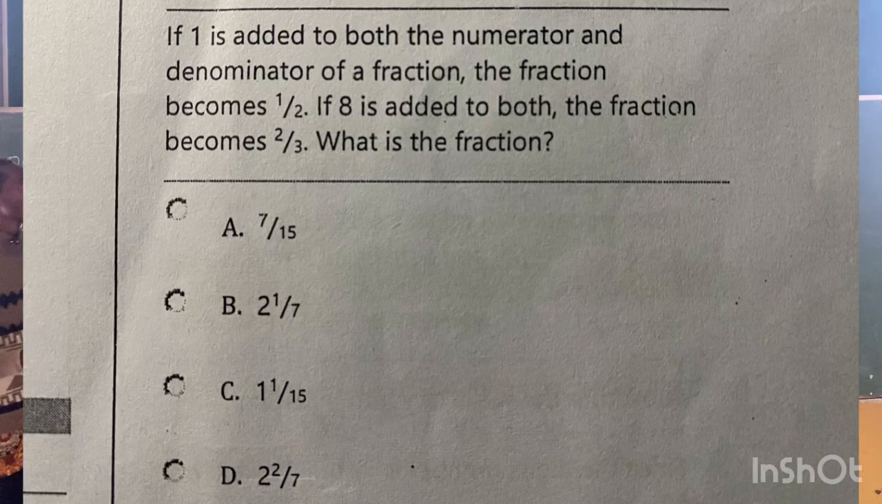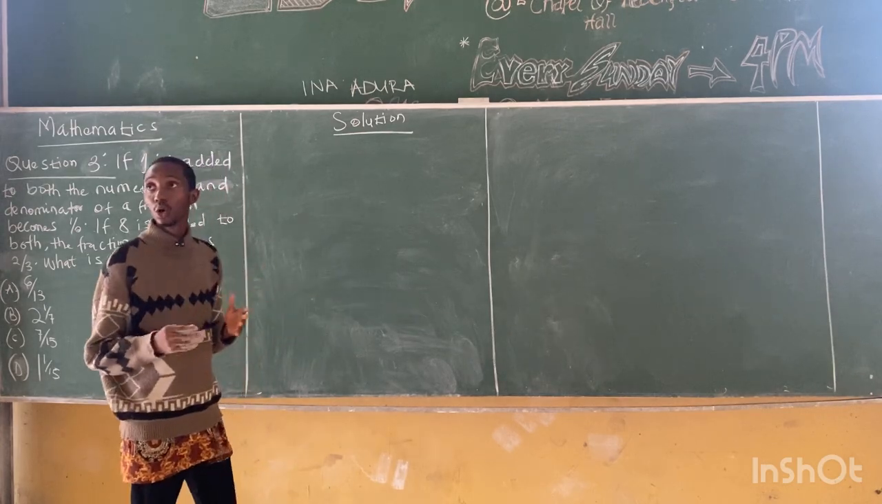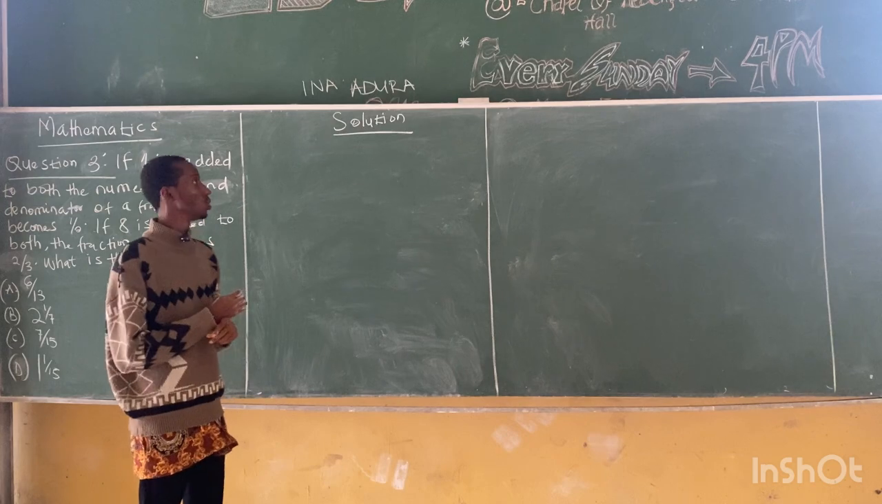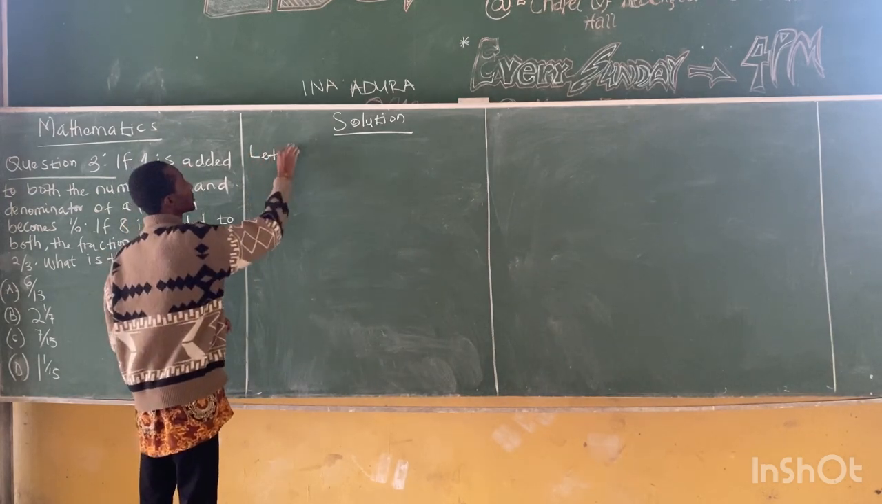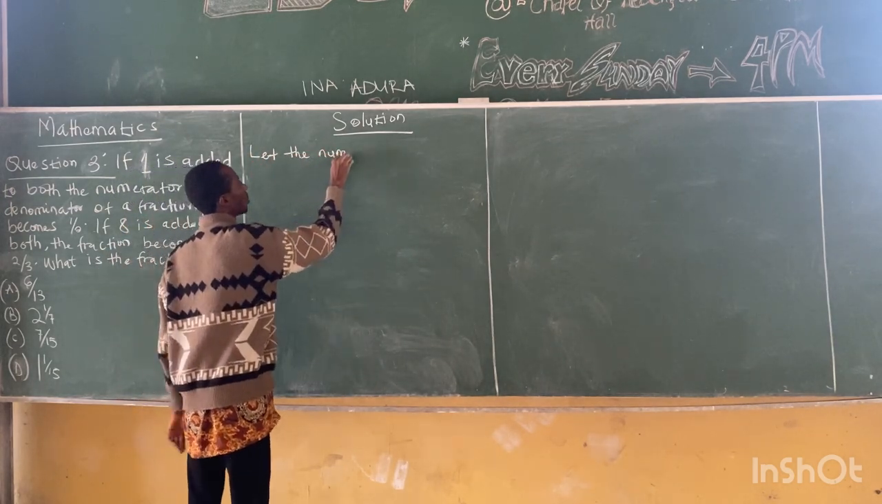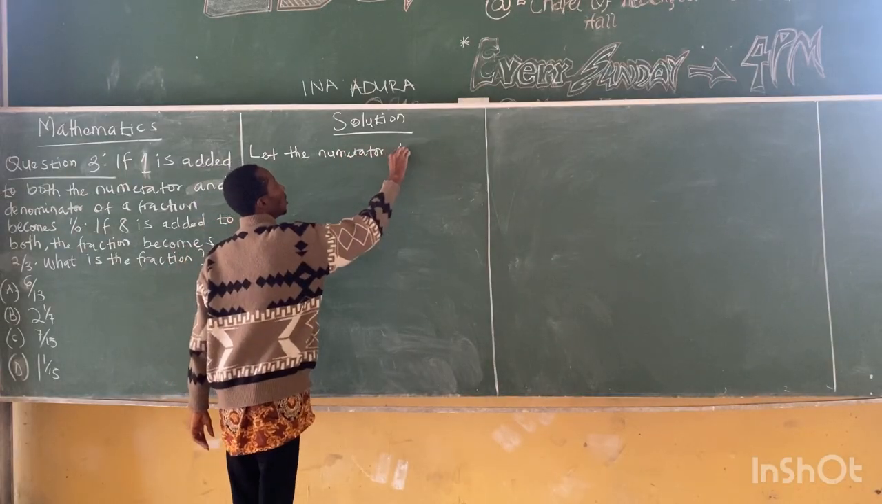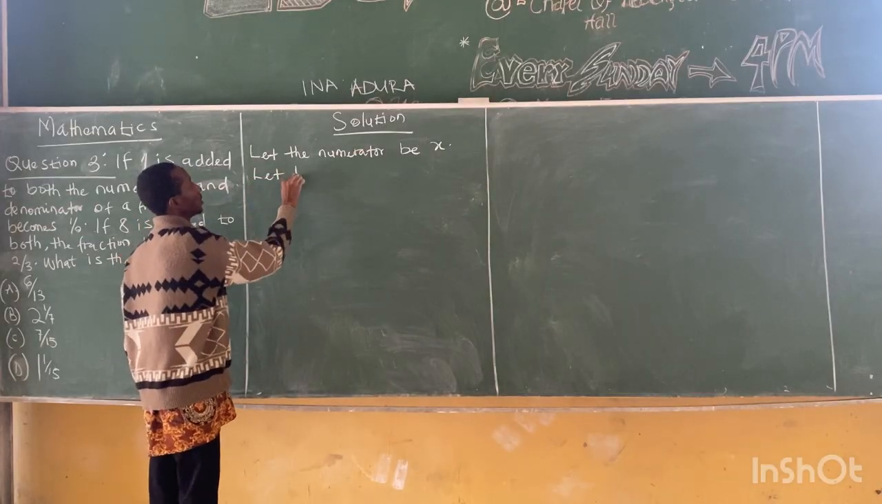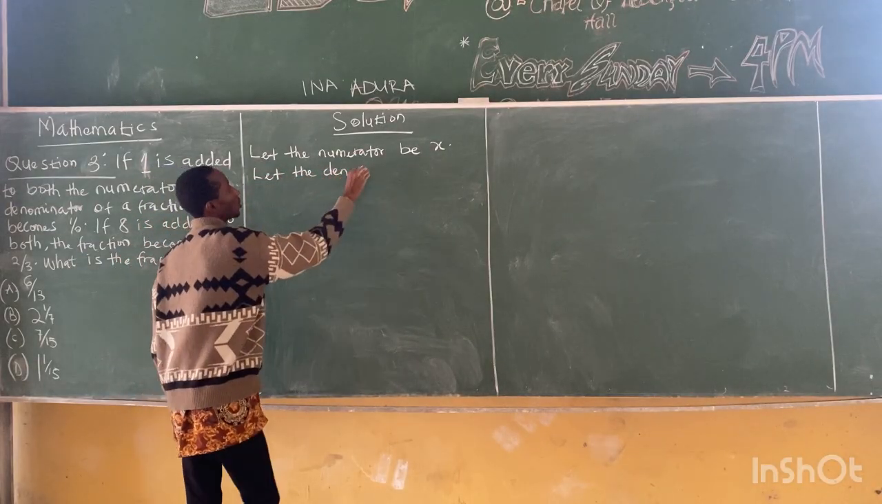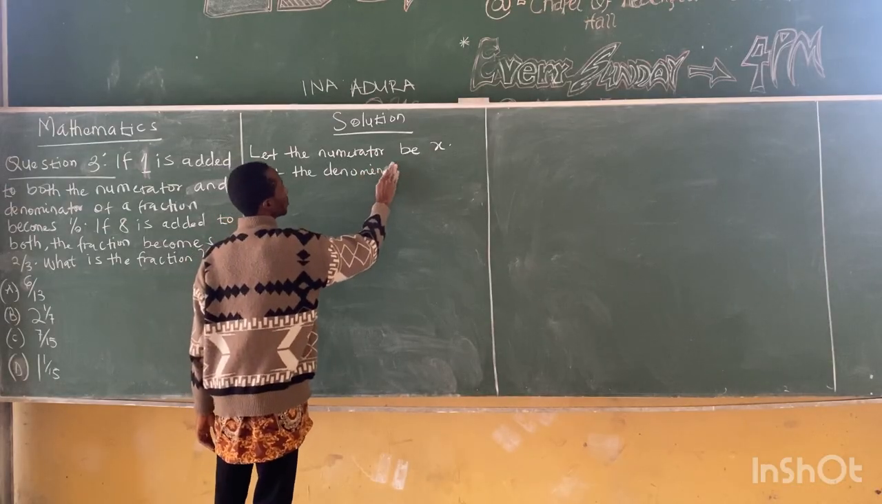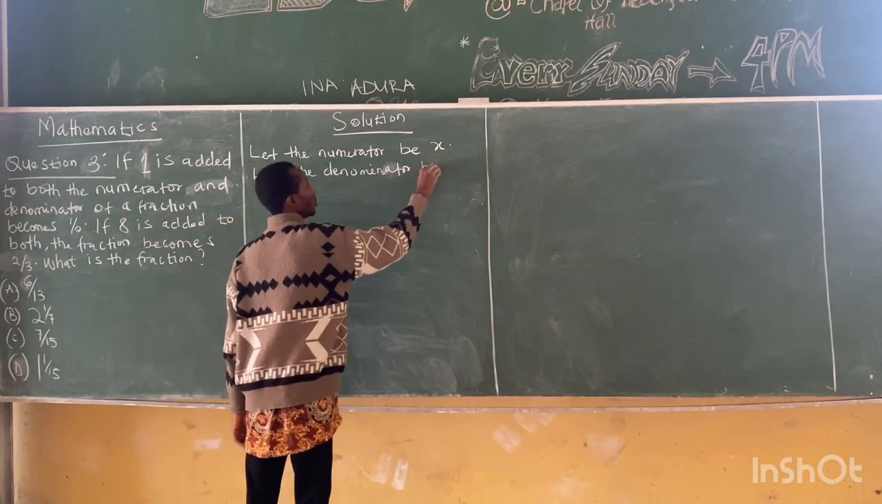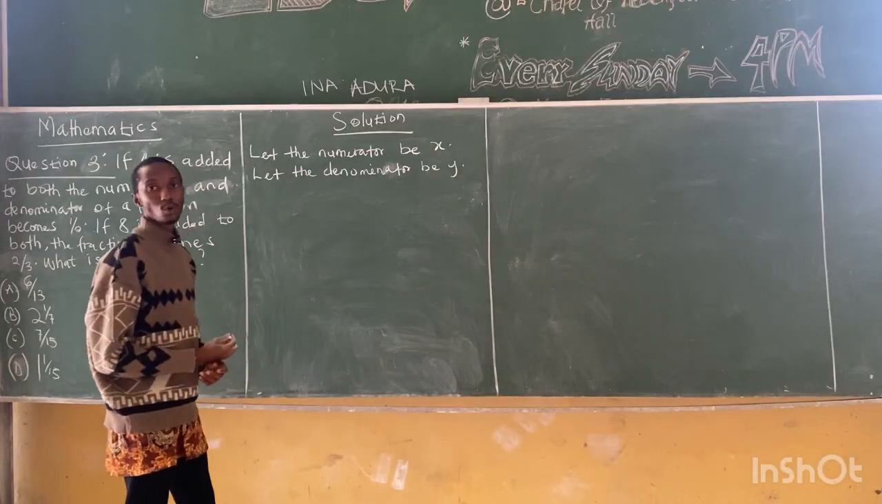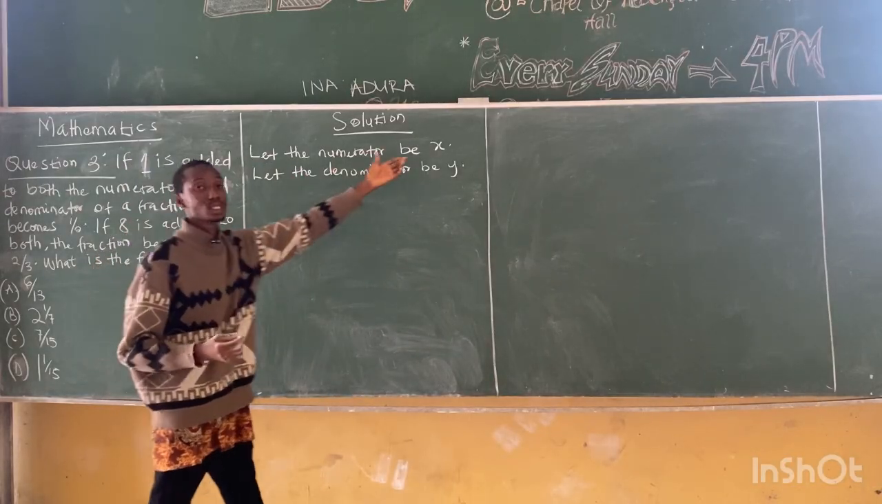Option D, we have 1/15. Solution. They say if 1 is added to both the numerator and denominator, we don't know the numerator, we don't know the denominator. So let the numerator be x and let the denominator be y.